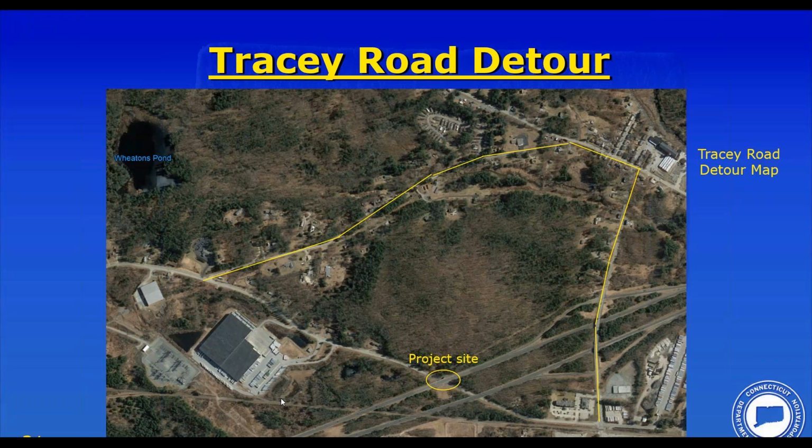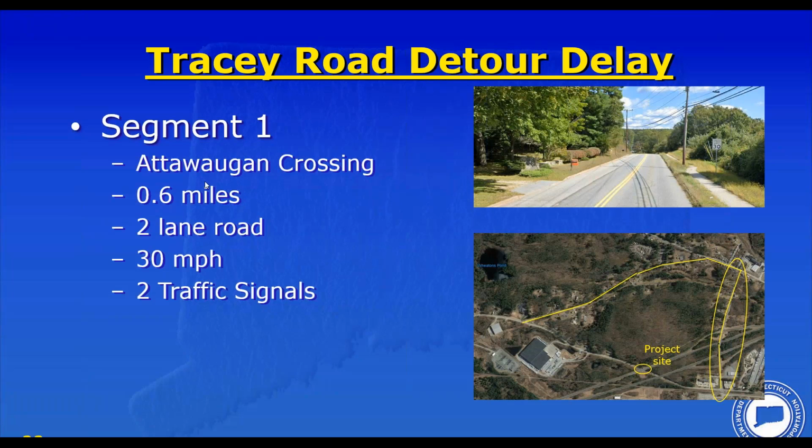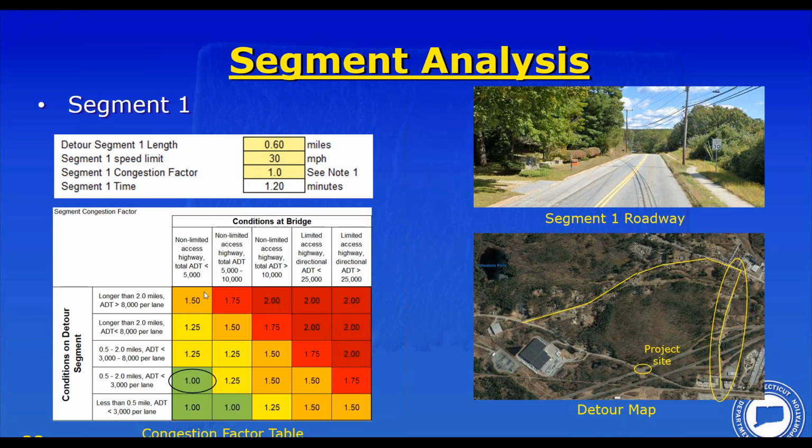car would go through. Again, segment 1 is Attawaugan Crossing, again, 30 miles per hour, 0.6 of a mile, the same as before. The difference is we have lower ADT, and the condition at the bridge is a non-limited access highway with low ADT. So we have a congestion factor of only 1 for this case.